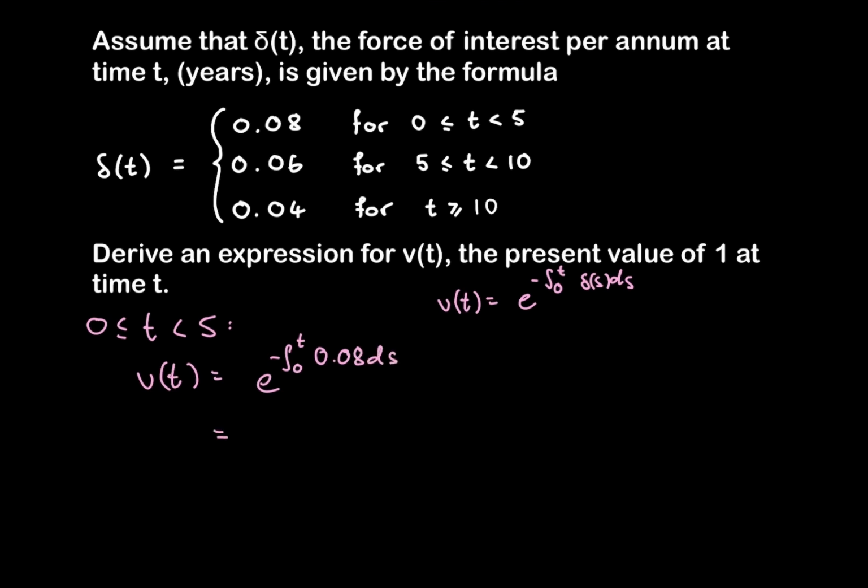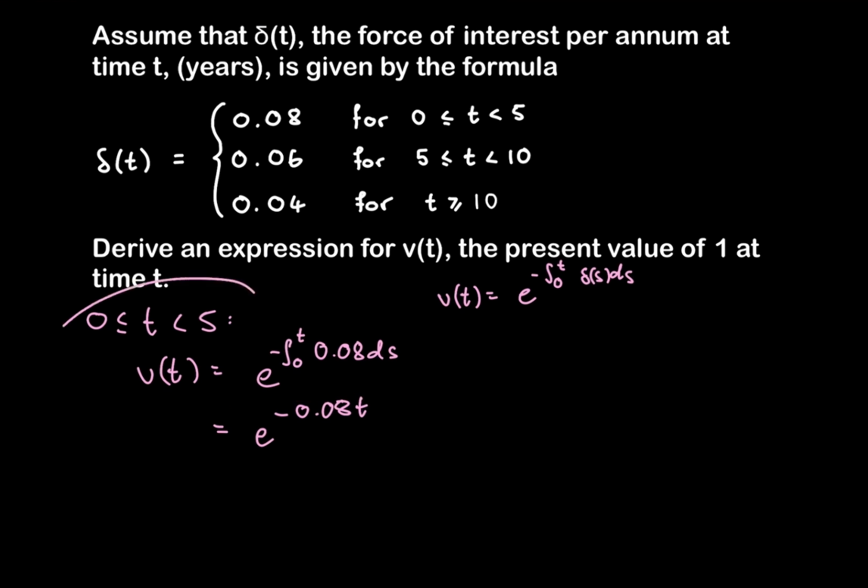Okay, and if we solve that integral, we should get e to the negative 0.08t. Now, I don't really want to bore you with solving the integrals. This is something that I probably would have expected someone to know if they're already doing force of interest. Okay, so that's the expression that we get for this time period between 0 and 5.